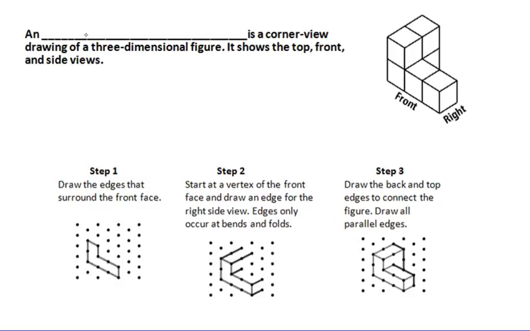And it's called an isometric drawing. An isometric drawing is a corner view drawing of a three-dimensional figure. It shows that you can see the top, you can see the front, you can see at least one of the side views. And it's done on isometric dot paper. So if you've never used isometric dot paper, it looks like these dots. They're kind of staggered dots, creating rows, or columns, and then diagonal lines if you look at it. And ultimately, it'll help you draw this type of a drawing.